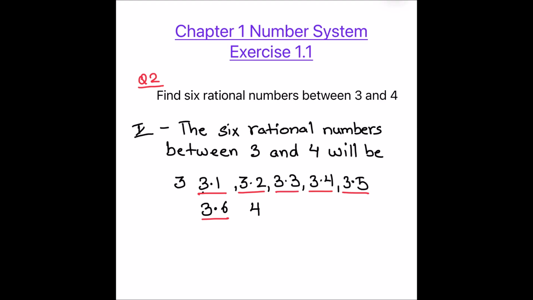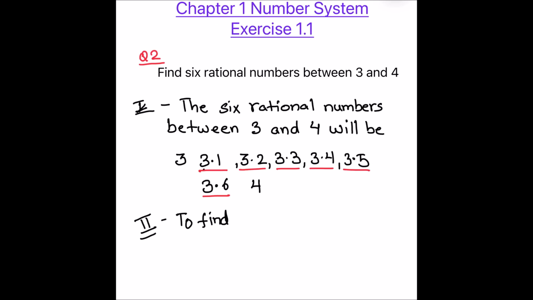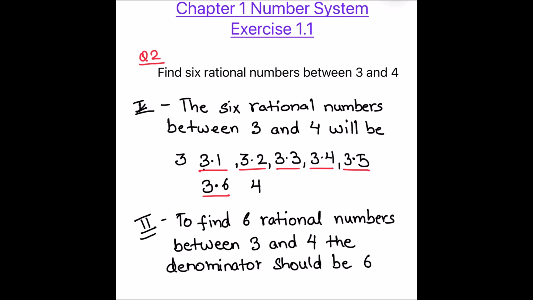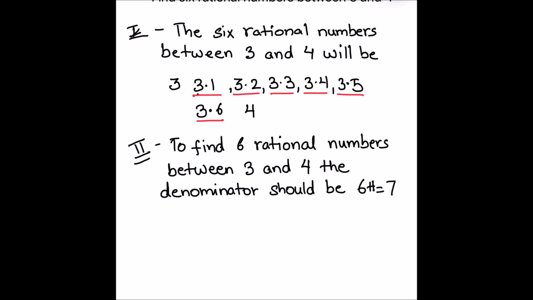So this is one of the methods. We can directly write the numbers by using the decimal point. So this was one of the methods to find the rational numbers between 3 and 4. The other method is by making these numbers as fractions. So to find 6 rational numbers between 3 and 4, the denominator should be 6, the total number of numbers we need to find, plus 1, which is equal to 7. So we'll make the denominator of 3 and 4 as 7.